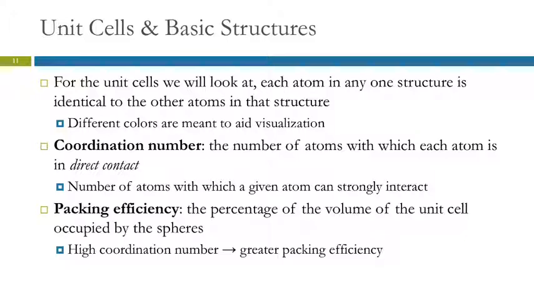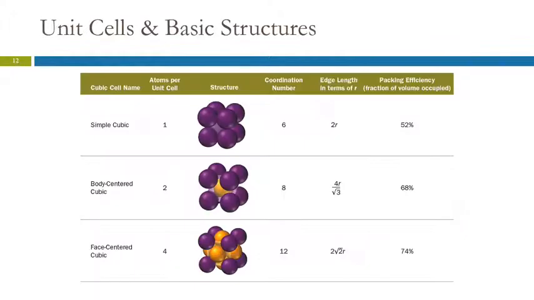Putting spheres together, it is not possible to make it 100%, because when you put spheres next to each other, there will be gaps. They just don't line up. So the packing efficiency is never 100%. So this is an overview of three cubic unit cells. And we'll talk about them in more detail, but this can be a useful reference.